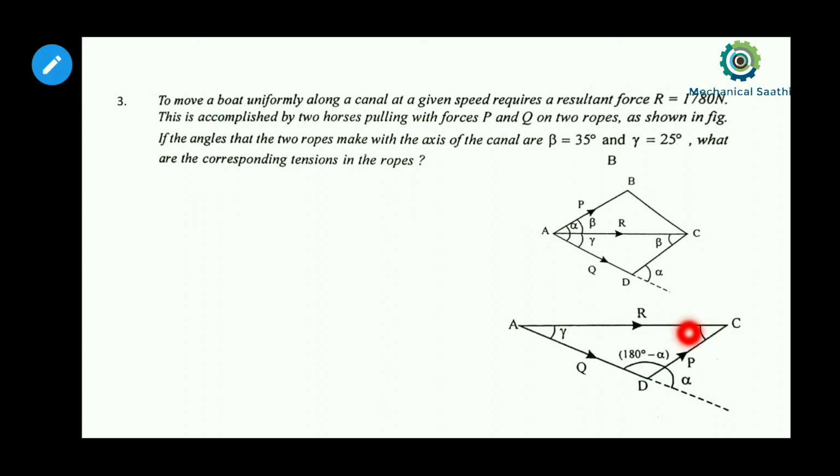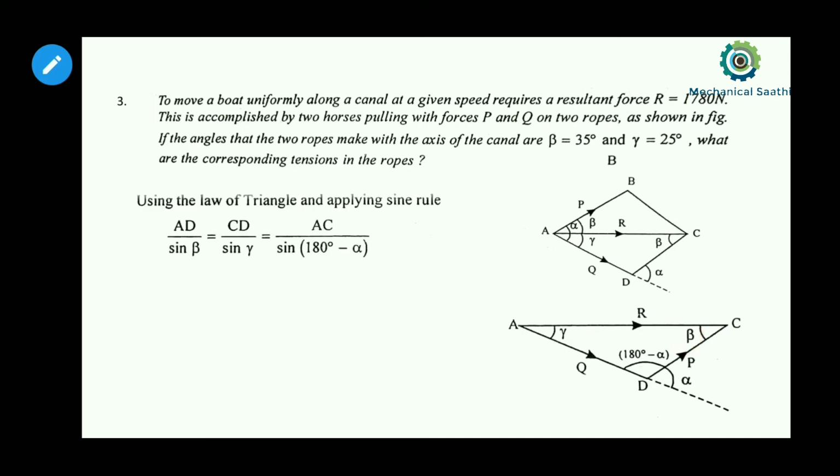Okay, and again I can replace AD by Q, SC by R, and CD by P. So let us do that. I can write over here, whatever I told you right now, AD by sine beta will be equal to CD by sine gamma, and that will be equal to SC by sine 180 minus alpha. So now we need to put all these values over here: AD can be replaced by Q, CD by P, and SC by R.